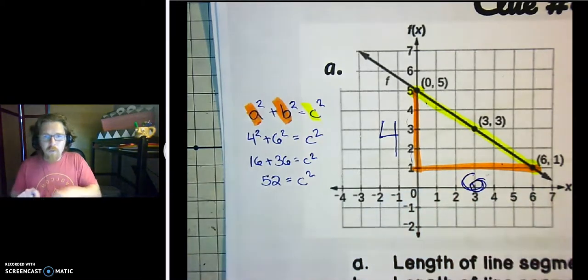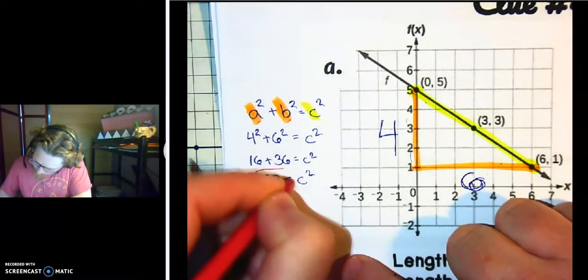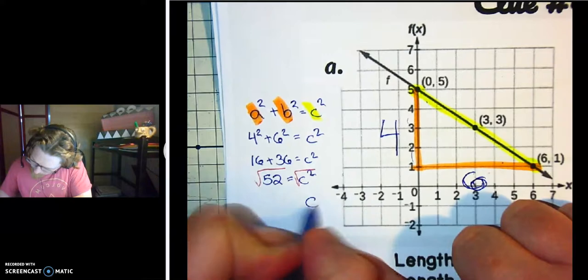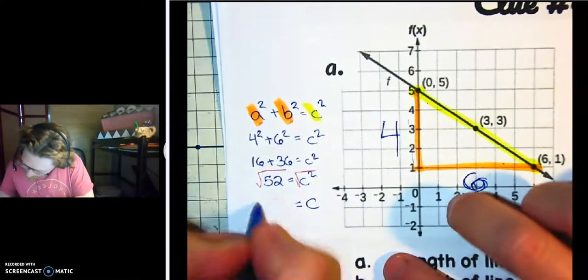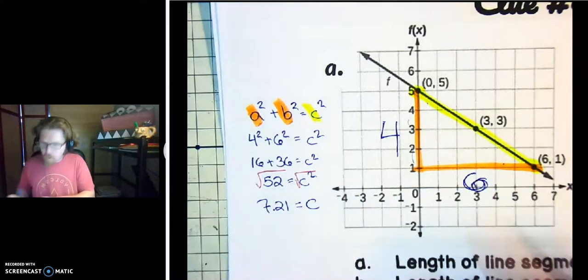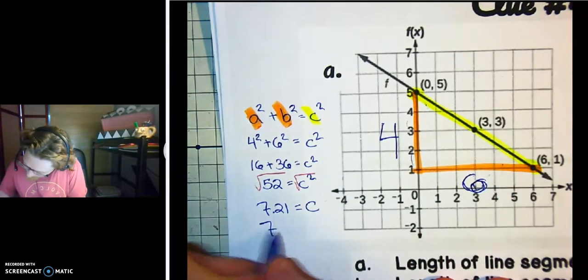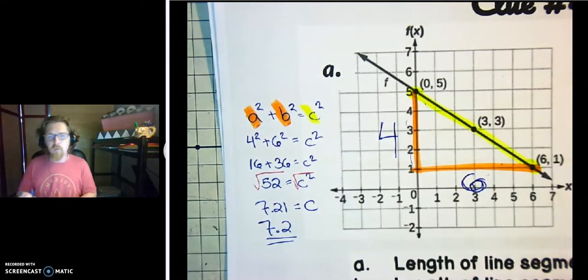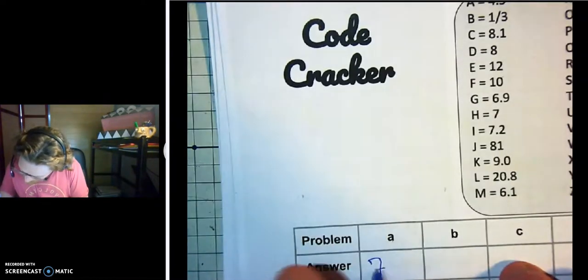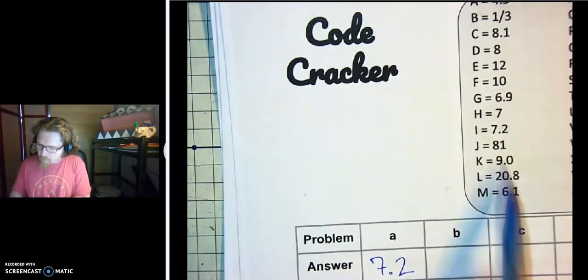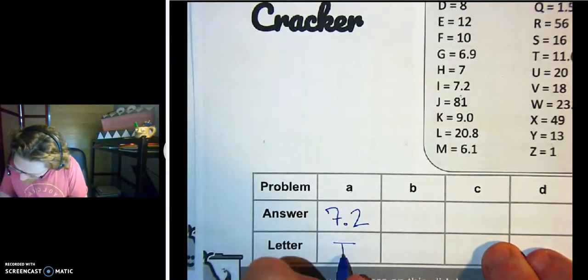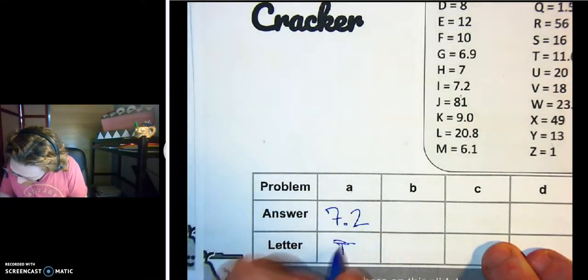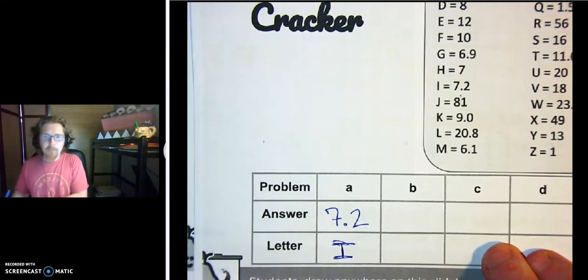Now to undo the square, we take the square root. So square rooting c squared gives me c, and square rooting 52 gives me 7.21. Rounding to the nearest tenth, it is 7.2. So going back to my code cracker, my answer for A is 7.2, and I find that 7.2 on my chart matches with the letter, it's H-I, so it is an I.